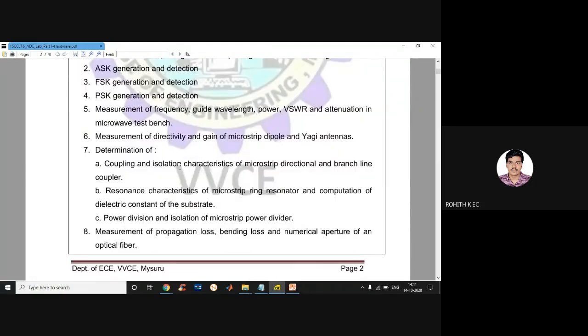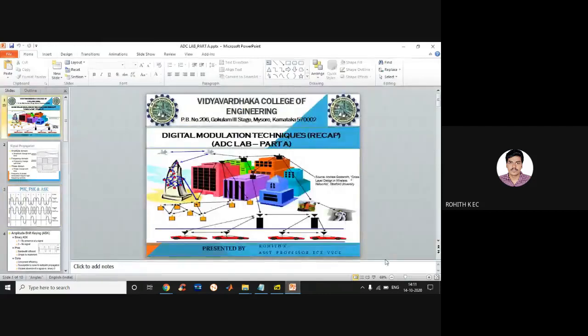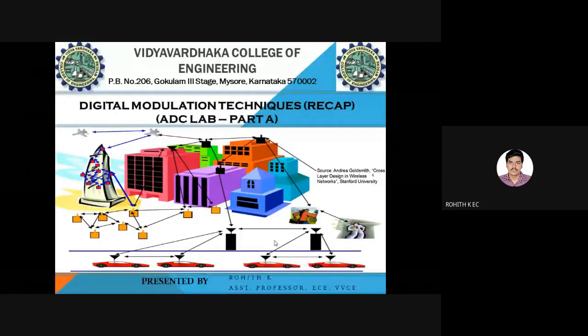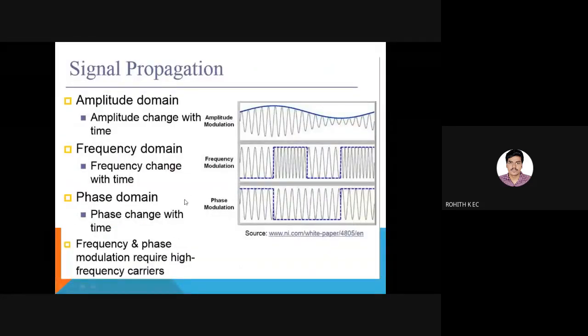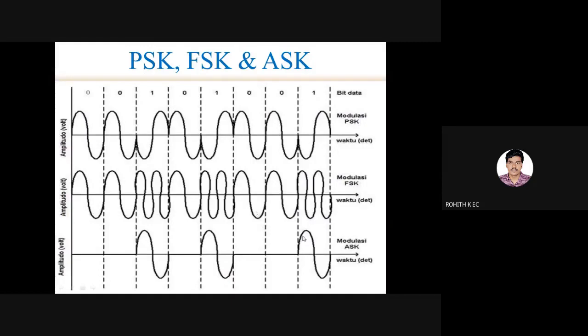Okay. So as you probably would have studied in the previous semester in digital communication techniques, there are three main digital modulation techniques: amplitude shift keying, frequency shift keying, and phase shift keying. They are analogous to amplitude modulation, frequency modulation, and phase modulation, which you have studied in PCS, Principles of Communication Systems. And these are the waveforms of FSK, PSK, and ASK. So our focus is on ASK today, the third waveform.